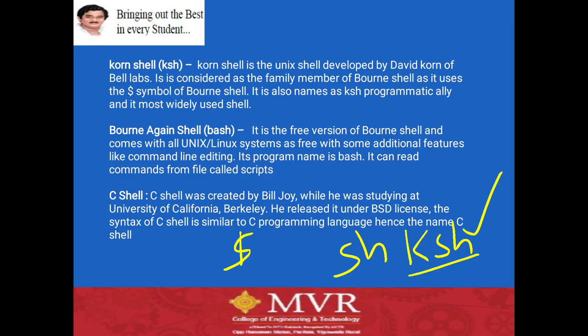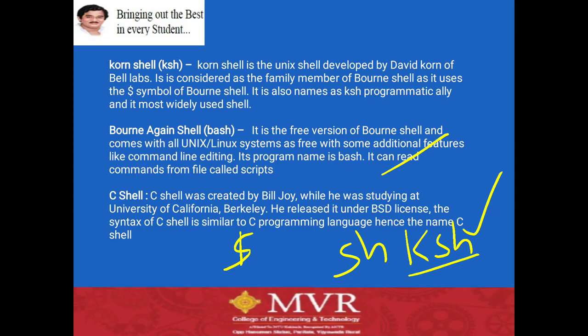Both these shells belong to the same family, so they use the same command prompt, that is the dollar symbol. And this is the Bourne Again shell, the third type of shell. It has some additional features over the Korn and Bourne shells, that is command line editing. Command line editing means that whenever you are executing a program, you can give some commands and edit them, and you can do those things using this Bourne Again shell, the bash shell.